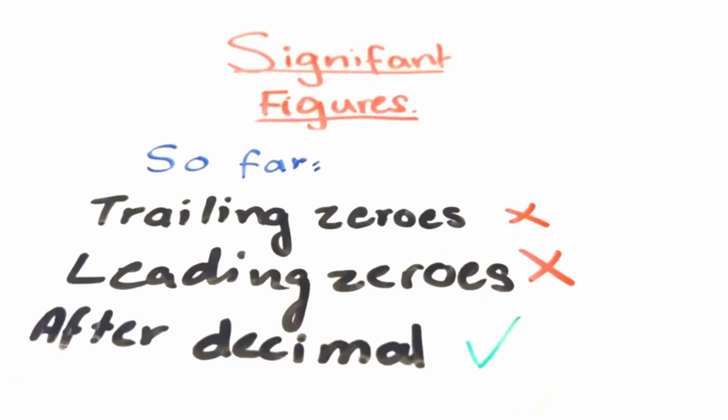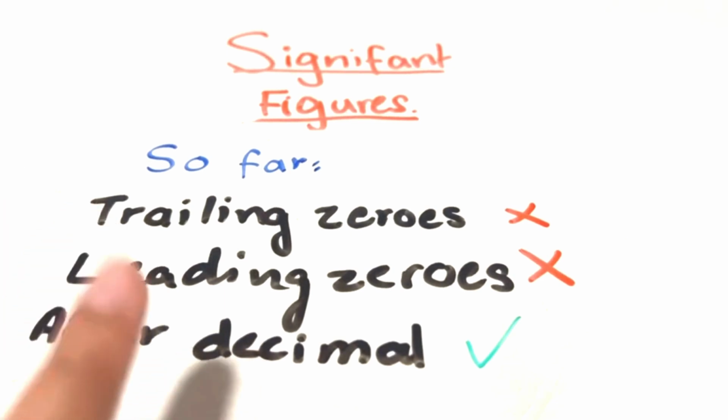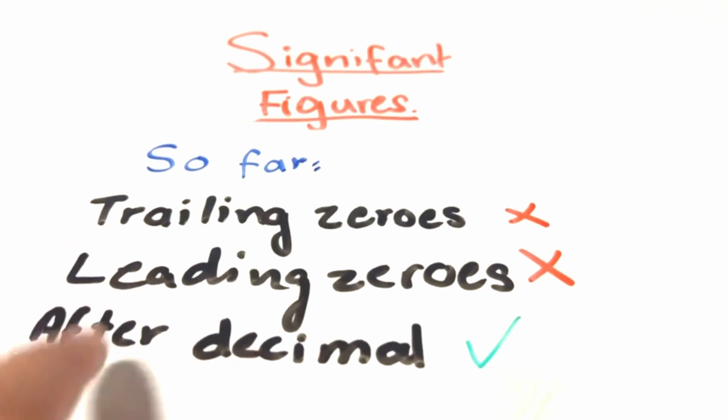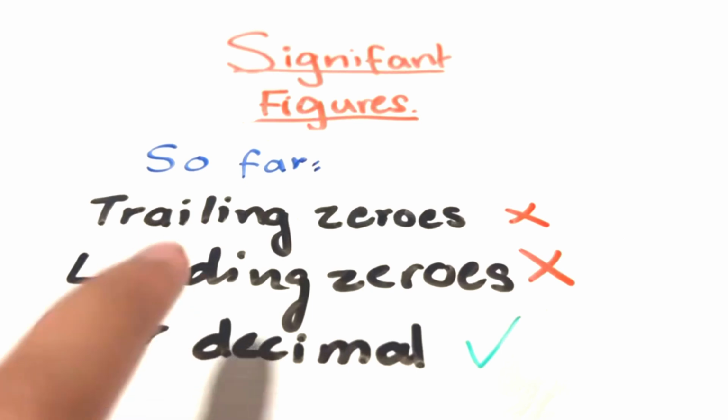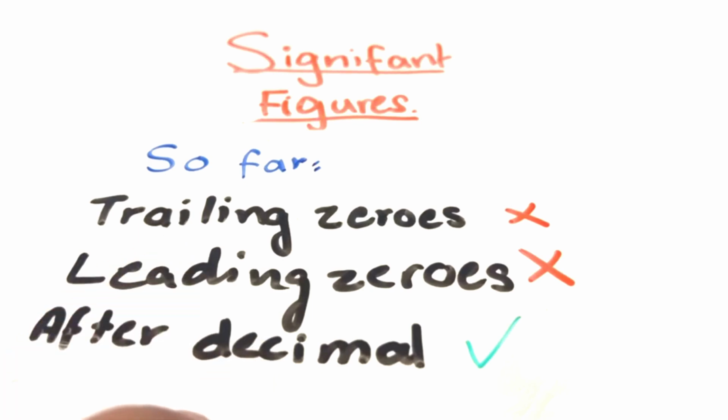So far we have learned that trailing zeros are not significant. When we have a number like 1000, the 3 zeros at the end are not significant. Leading zeros are also not significant. For example, if we have 0001, then those 3 zeros at the front are not significant. Lastly, we have not done this, but let's look at after the decimal. If we had a number with a decimal, what would happen then?